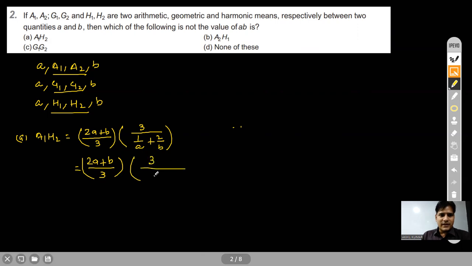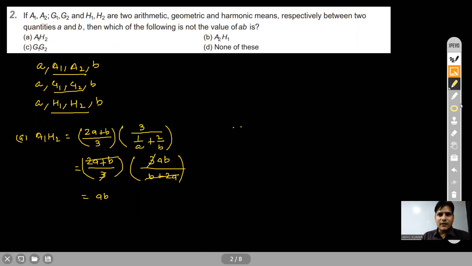Taking ab as LCM in the denominator, this ab will go in the numerator and it will become b plus 2a, right? So here we can see this 2a plus b will be cancelled out, this 3 will be cancelled out. So we are left with AB. So A1, H2 is equal to AB, right?